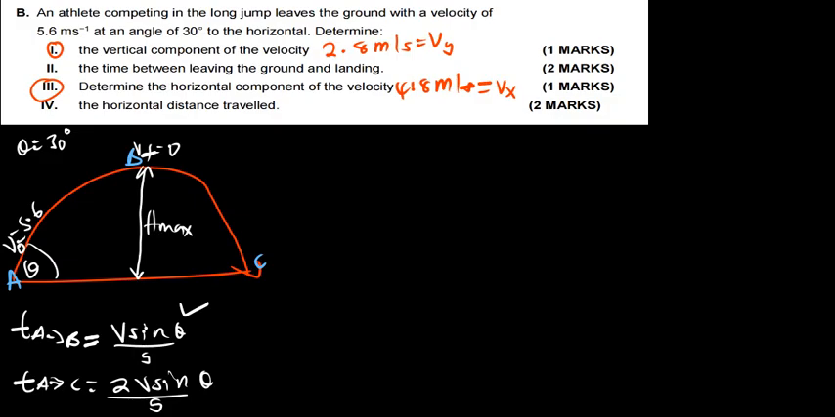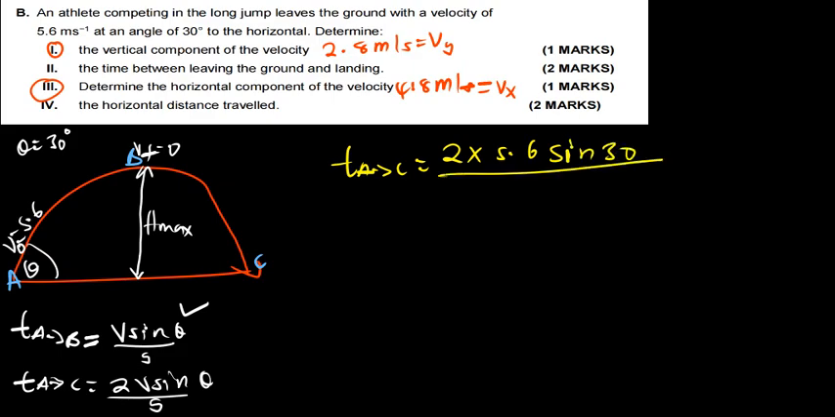I'll say t from A to C is 2 times my v, which is 5.6 sine 30, divided by 9.8. Okay, so my time now will be, I'll say 5.6 times 2, which is 11.2. So 11.2 sine 30. The answer I find is 5.6 again. So 5.6 divided by 9.8.